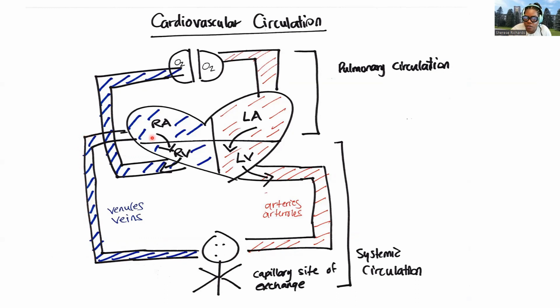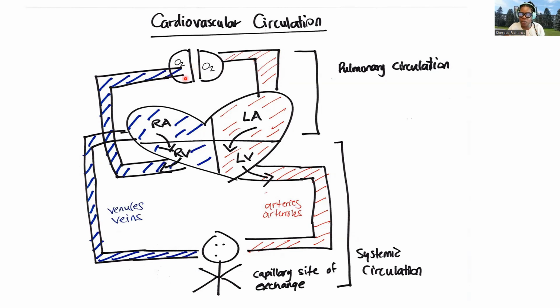Then it goes back to the right atrium. So deoxygenated blood comes back to the right atrium only, and then it goes to the right ventricle, and then out through the pulmonary valve or the pulmonic valve. Then it goes out into the lungs, and here that deoxygenated blood can now receive oxygen. Remember, oxygenation takes place across the capillary beds at the lungs.